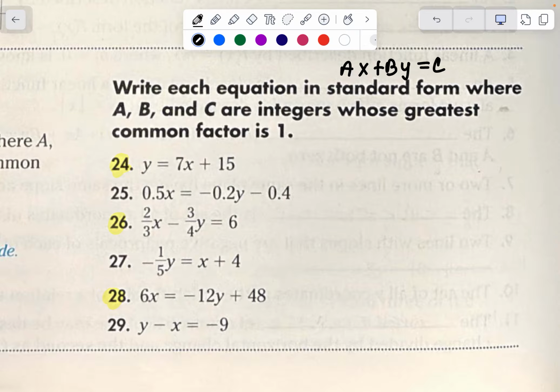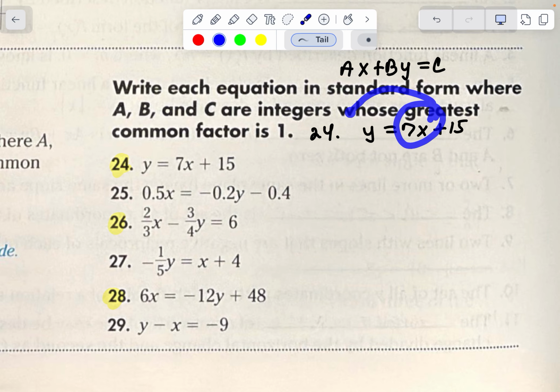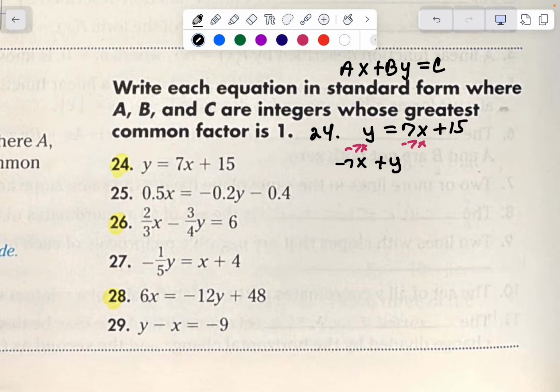So let's start with 24. You want to rearrange so that your x and y are on one side and your numbers on the other. So we just have to do a little flip-flopping. So we want to move this to the other side, and we do that by subtracting 7x to the other side. Now, when we do that, we get negative 7x plus y equals 15. Now, it says to write it so that they have a common factor of 1. But another rule is that a has to be positive.